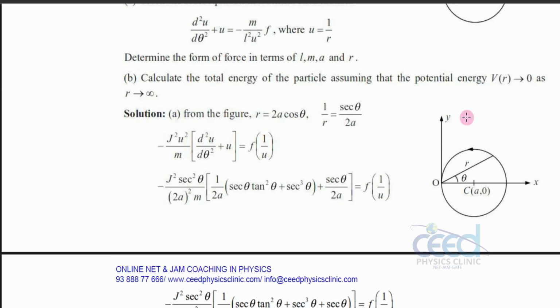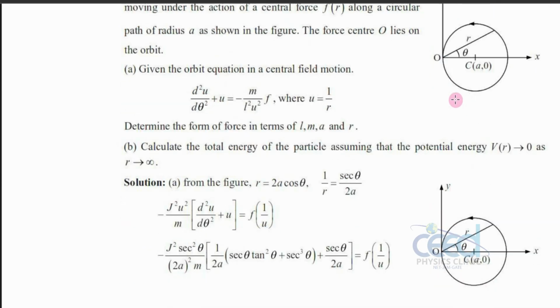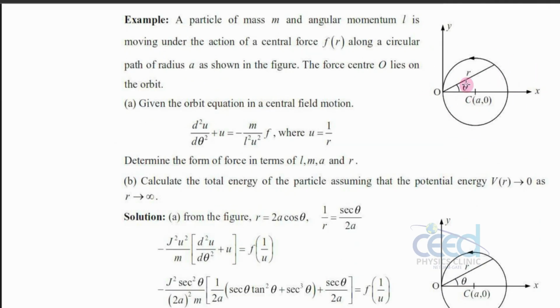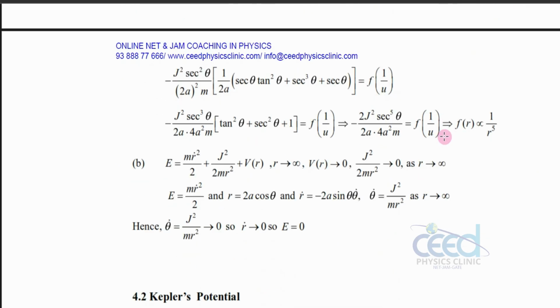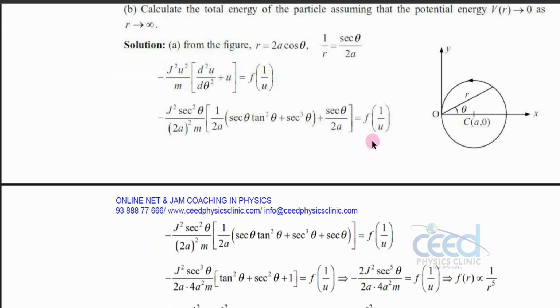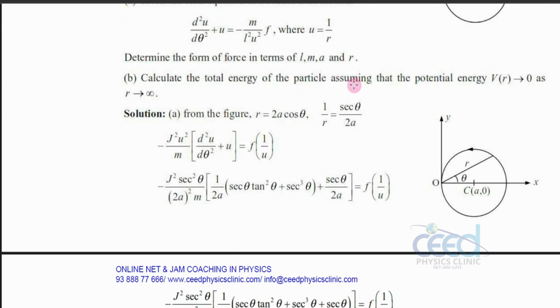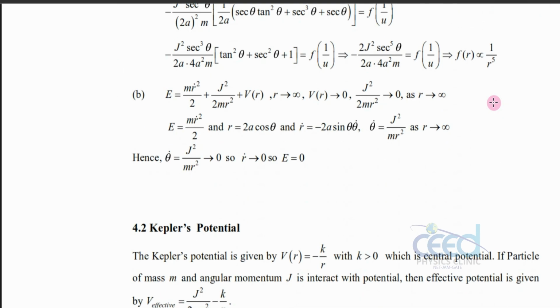So for this particular motion described here, where r is equal to 2a cos theta, the centralized force, the radial part of the force related to radius, that is f of r, is proportional to 1 by r raised to 5. Next, the second part is: calculate the total energy of the particle, assuming that the potential energy tends to 0 as r tends to infinity.